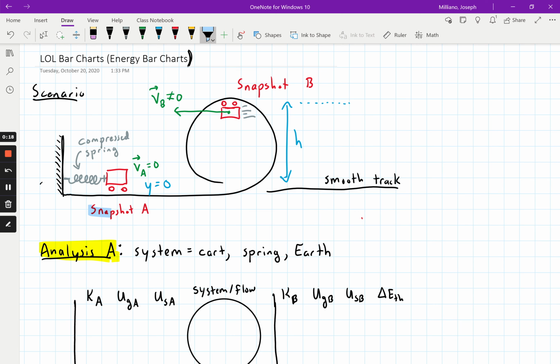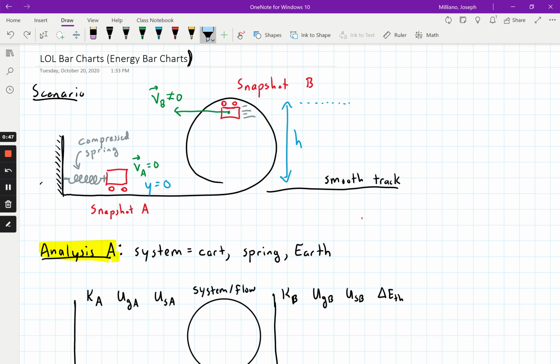There are two snapshots, snapshot A and snapshot B. In snapshot A we have a cart. That cart is at rest. Its velocity at snapshot A is 0. It is on the ground. Its y value, its height, is 0. And it's been pushed against a compressed spring. So there's a spring and it is compressed. That is the scenario for snapshot A.